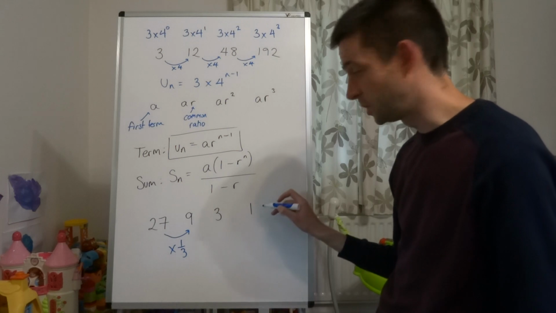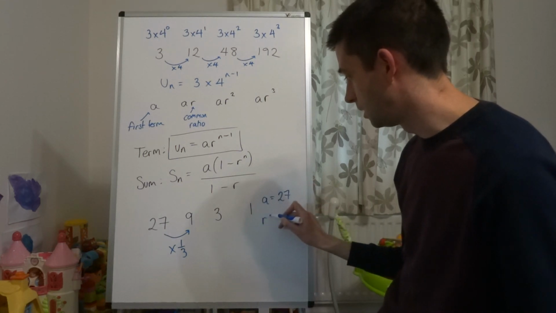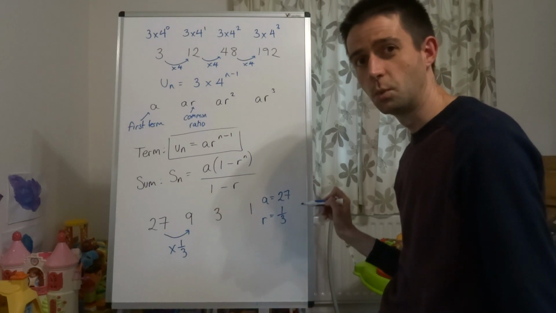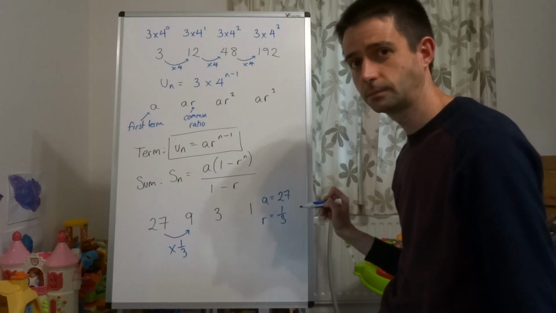So for this sequence here, a, the first term, would be 27, and r would be 1/3, and it is crucial that r is what you are multiplying by. So sometimes it can be a fraction.